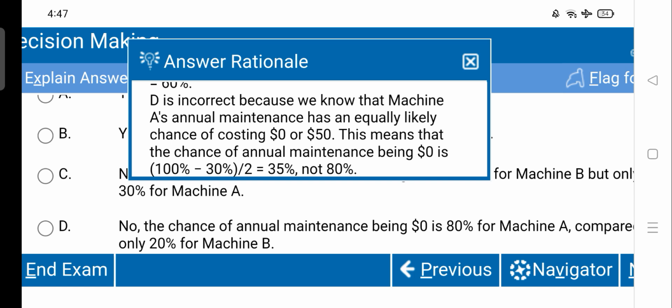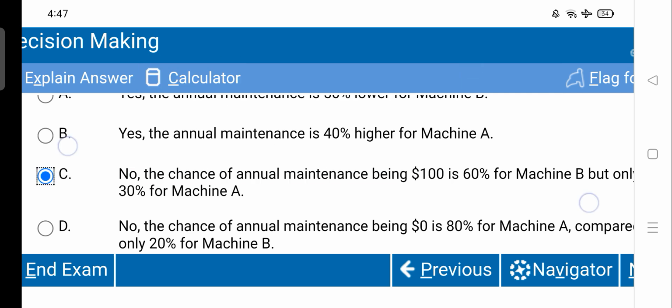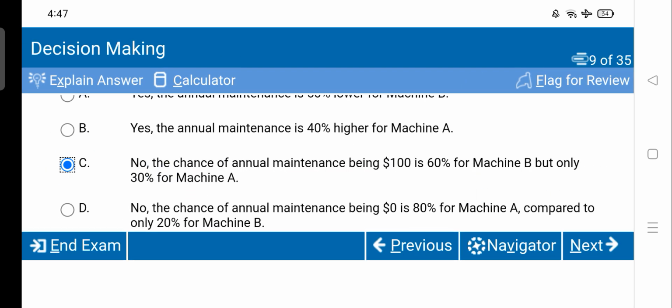So here the correct option is option C, which says no, the chance of annual maintenance being $100 is 60% for machine B, but only 30% for machine A.